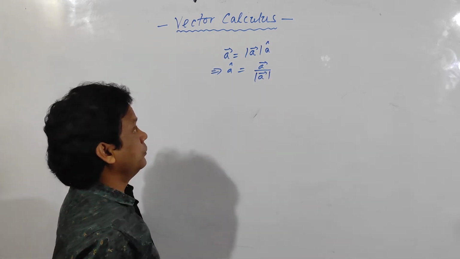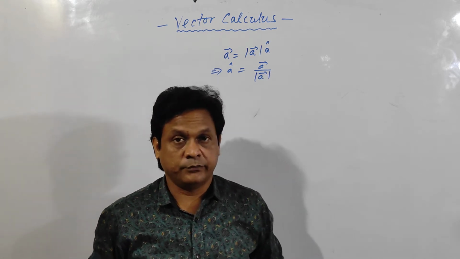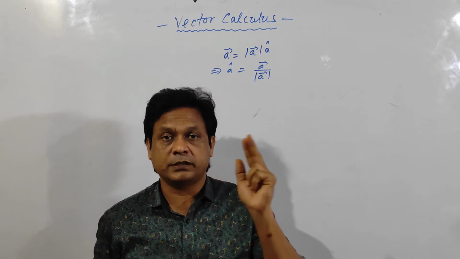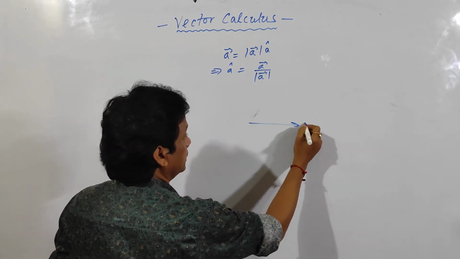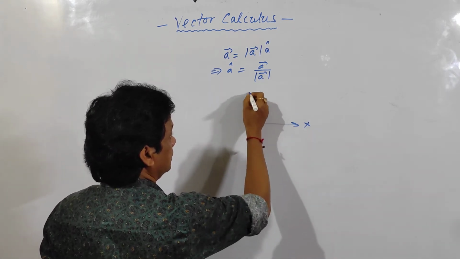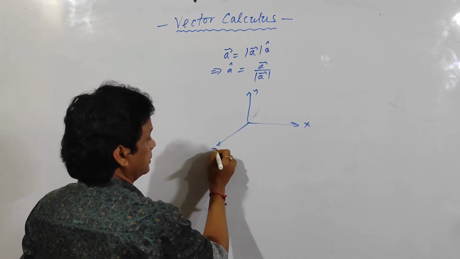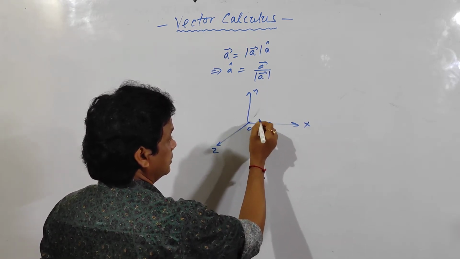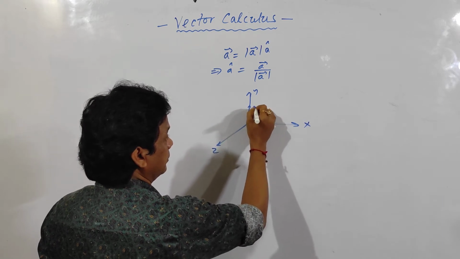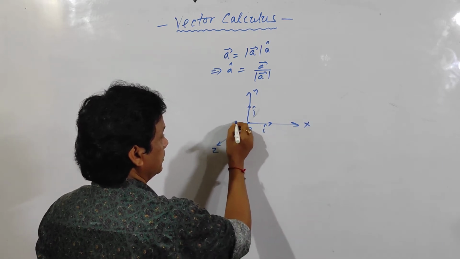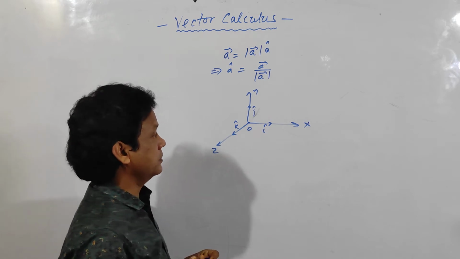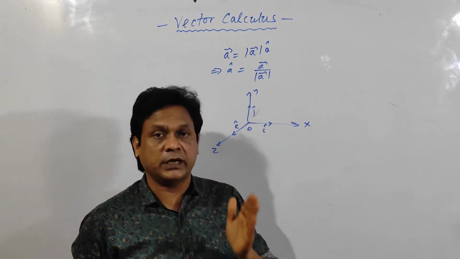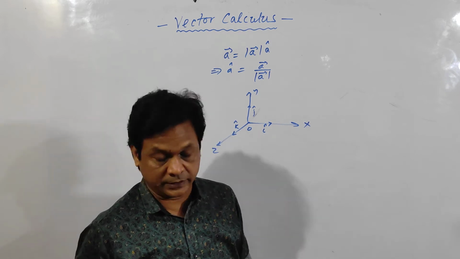Clear? And what are i cap, j cap, k cap? They are the unit vectors along x axis, y axis and z axis. See here, this is x axis, this is y axis and this is z axis, and this is the origin. i cap is the unit vector along x axis, j cap is along y axis, and k cap is along z axis.